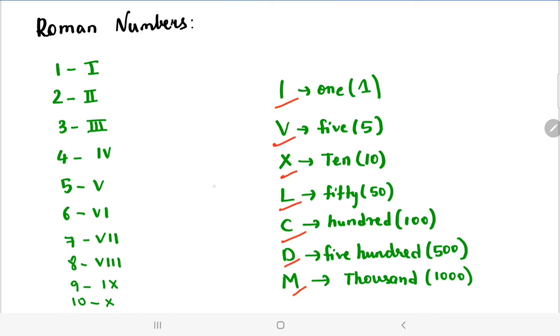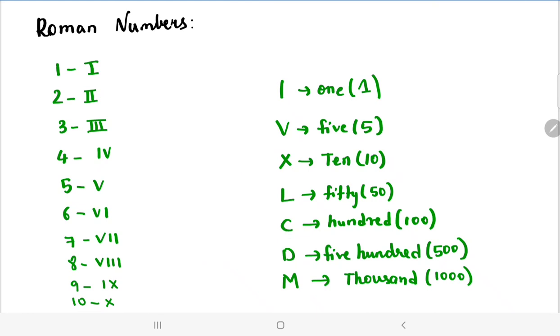Using these 7 only, we are going to write all other numbers from 1 to 1000 in Roman numbers. Only these 7 are required. Now let us see how to do them.